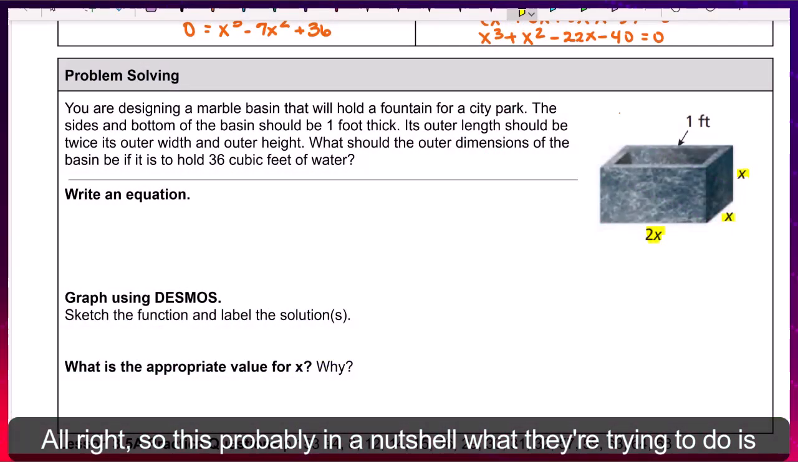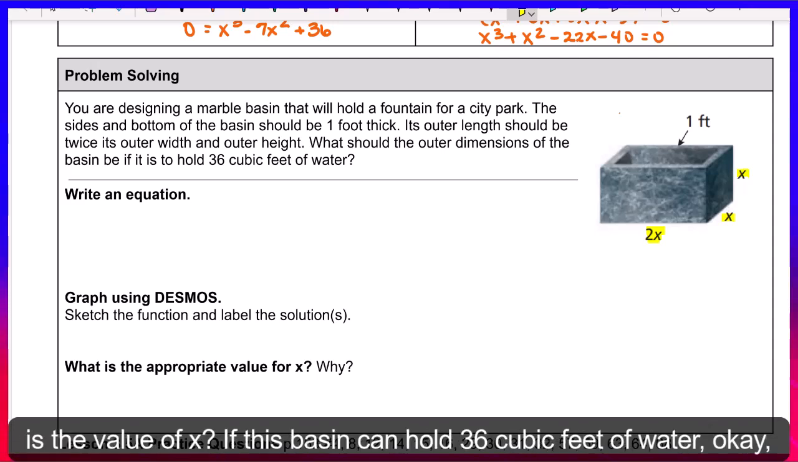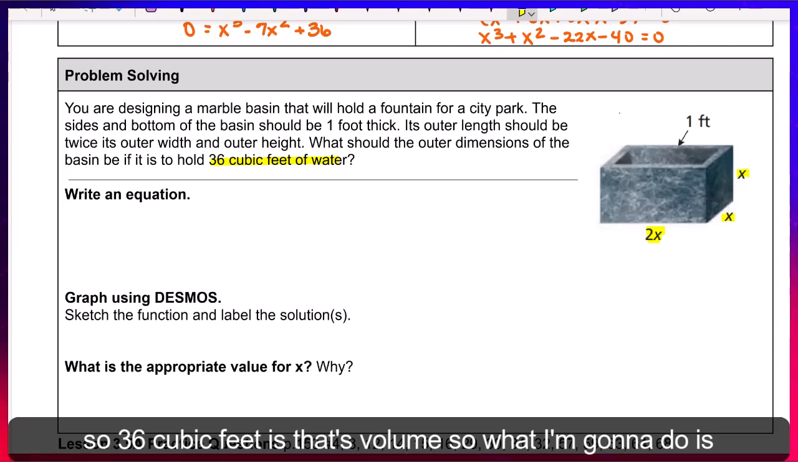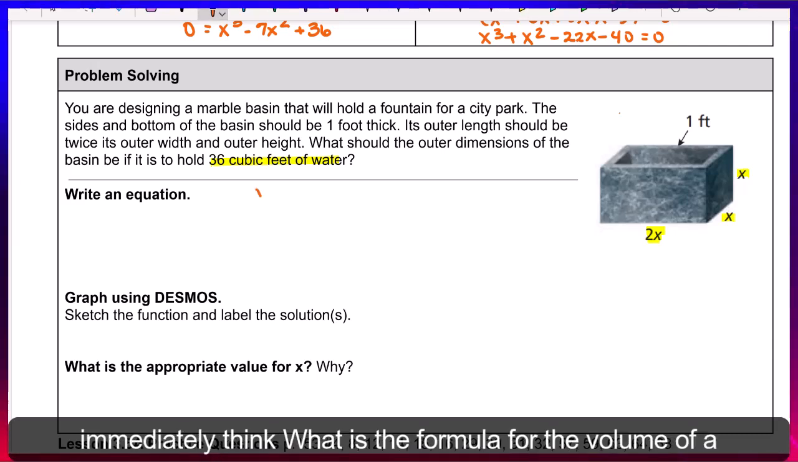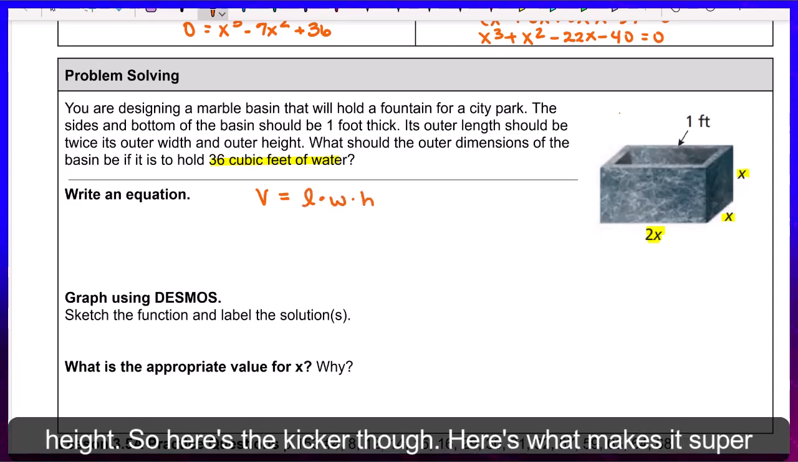All right, so this problem in a nutshell, what they're trying to do is they're trying to get us to figure out what are the dimensions, what is the value of x, if this basin can hold 36 cubic feet of water. Okay, so 36 cubic feet, that's volume. So what I'm gonna do is immediately think, what is the formula for the volume of a rectangular prism? So it's gonna be length times width times height.